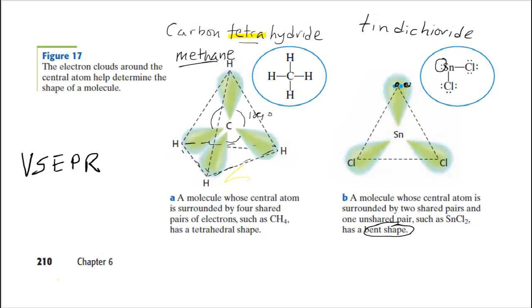That's the idea behind valence shell electron pair repulsion, and the key word is repulsion. The electron pairs, the bonding electrons, try to repulse each other to find an arrangement where they're as far apart as they possibly can be.